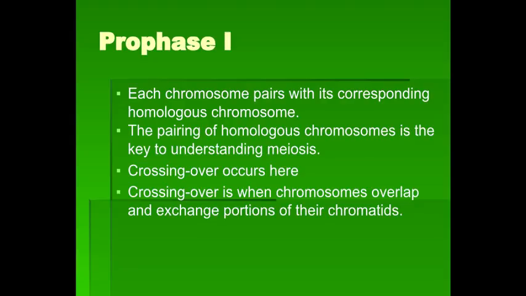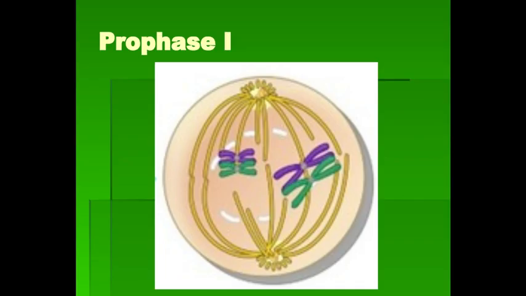And in prophase 1, something really important called crossing over happens. Crossing over is just when chromosomes overlap and exchange portions of their chromatids. If you remember back to when we talked about mitosis, a chromatid is just one half of a full chromosome. So we mix up parts of our chromosomes and create unique chromosomes that don't look exactly like mom's or exactly like the parent's, but it still has the same types of information.